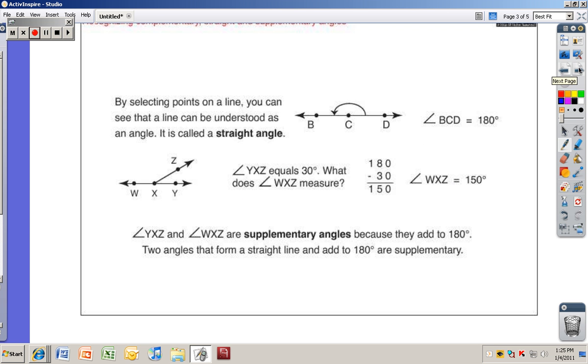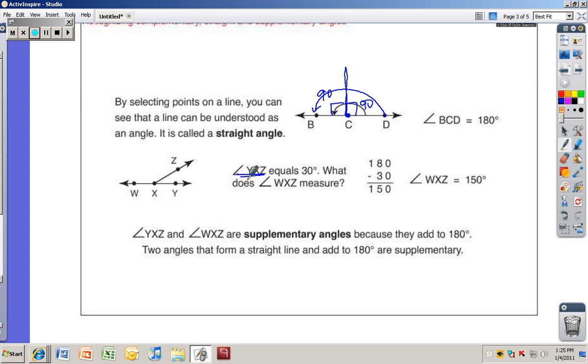All right, by selecting points on a line, you can see that a line can be understood as an angle. It is called a straight angle. So you can see that if this was the vertex of the angle and we open this angle all the way up, that's going to be a 180-degree angle or a straight angle. Picture it having a line here in between. You've got a right angle here and a right angle there. That's 90 degrees. That's 90 degrees. Altogether 180 degrees. So it's called a straight angle or a 180-degree angle.